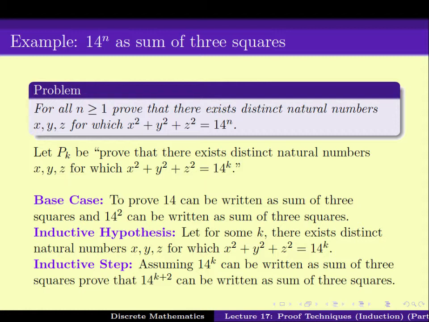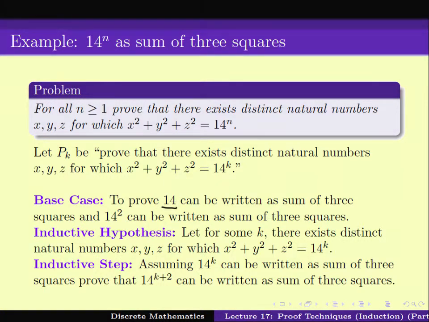So if I put back these things, in the base case, what does it mean? It means that first of all, the base case will say that 14 power 1 and 14 power 2 can be written as a sum of 3 squares. Then assuming that 14 power k is written as a sum of 3 squares, meaning 14 power k equals x square plus y square plus z square for some x, y and z, 14 power k plus 2 can be written as a sum of 3 squares.